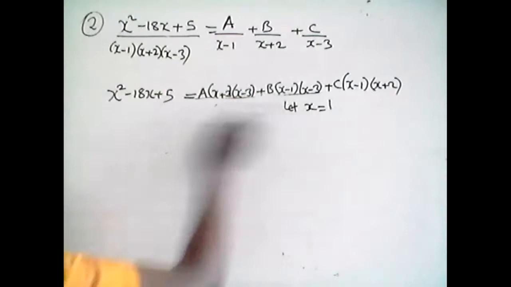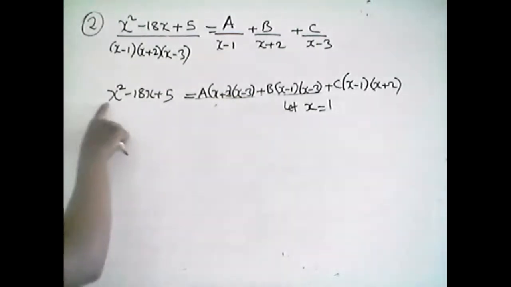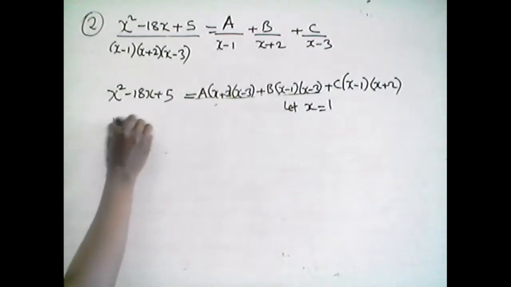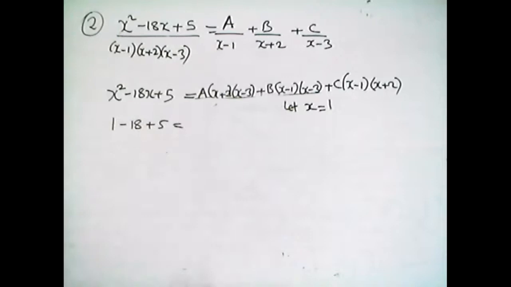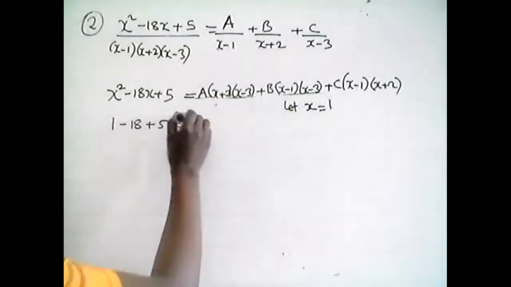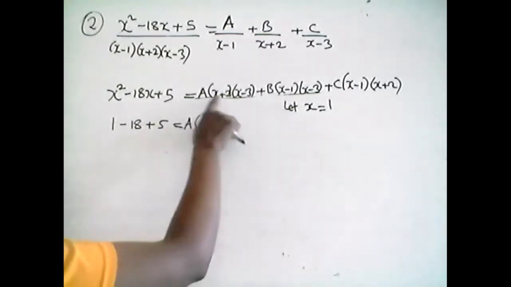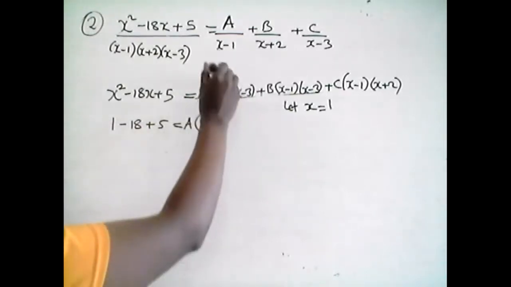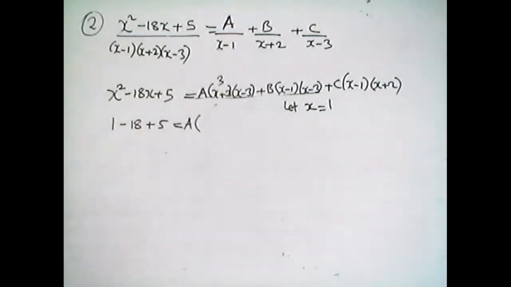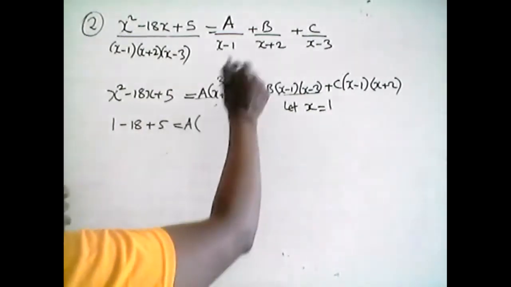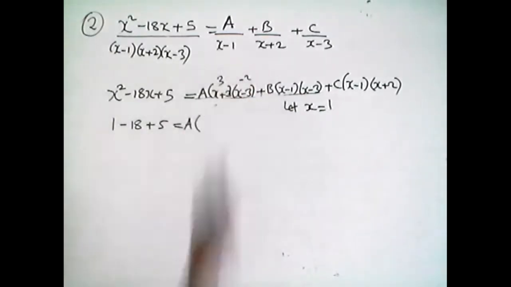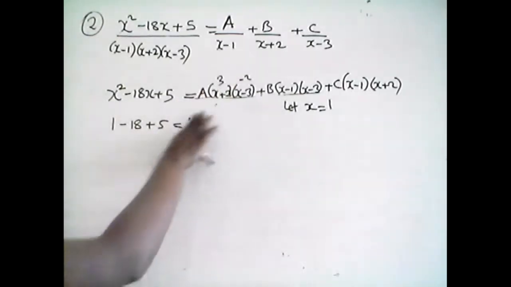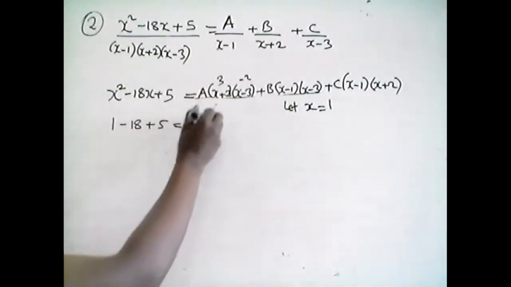So x equals 1. Wherever there is x, just put a 1. So this side, when we put a 1 where there is x, we're going to have 1 - 18 + 5 equals to A. When you put a 1 here, you get 1 + 2, which is 3. Next, when you put a 1 here, it's 1 - 3, which is -2. So we have 3 multiplied by -2, which is -6. So -6 multiplied by A will give us -6A.